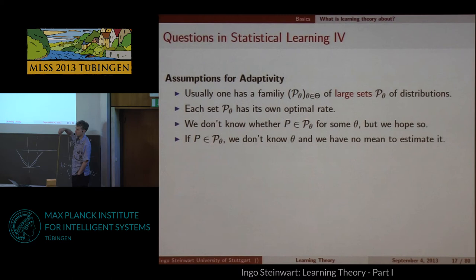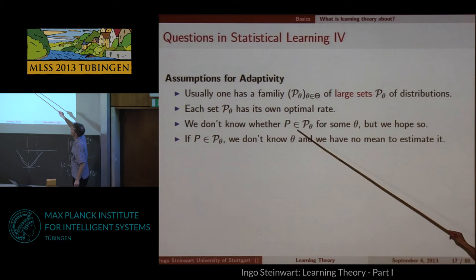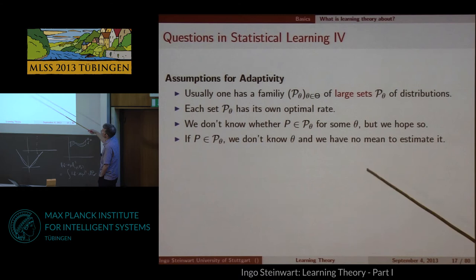In the sense, for example, of the previous example, if we consider least squares regression, we hope that the target, our conditional expectation, is somewhat smooth. We don't know how smooth it is, whether it has just one derivative or 250, but we assume that it is at least somewhat smooth. This is that our distribution is contained in one of these families. Of course, we don't know theta. Otherwise, we would be back in the situation of the previous slide.